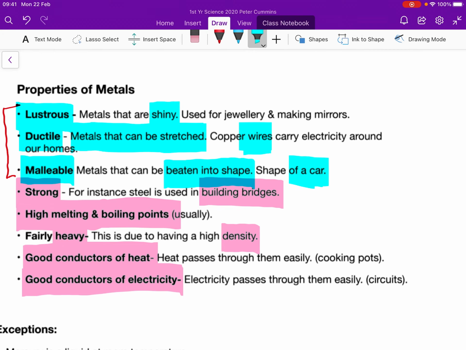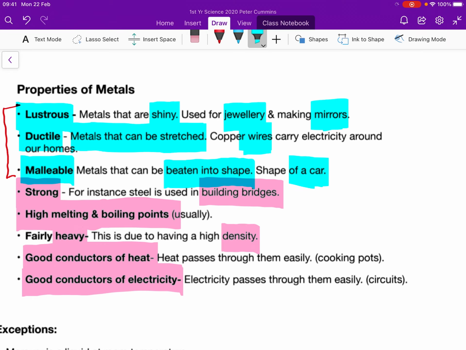Metals are shiny. Things like your gold jewellery, your platinum, your palladium engagement rings, wedding rings, necklaces, earrings, all of those things make them shiny. So things like mirrors, antiques, jewellery are all lustrous. So there's your 3 fancy words.